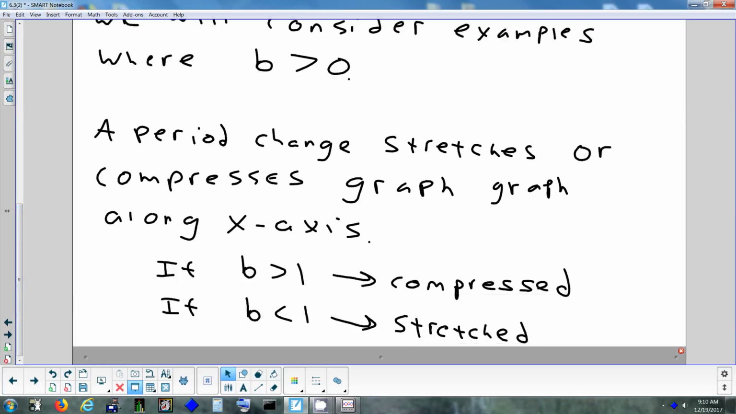Okay, and we're assuming what Shauna said, B is less than 1, but it's also implied it's greater than 0. Okay, we're not going negative.